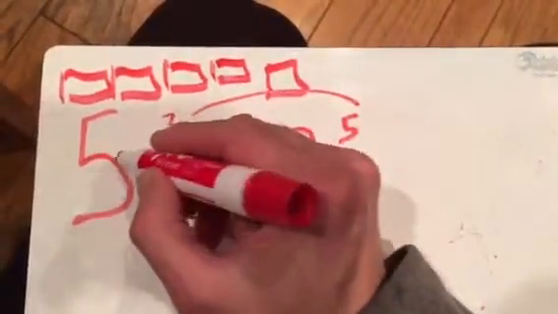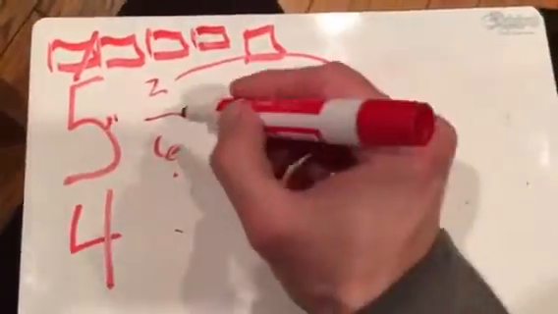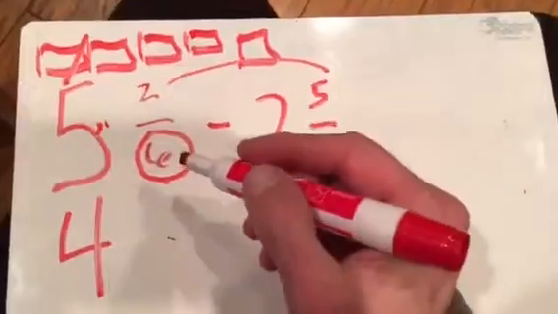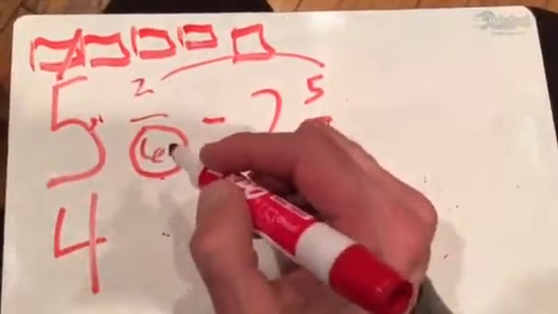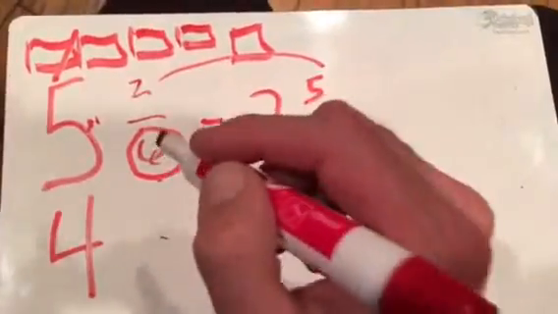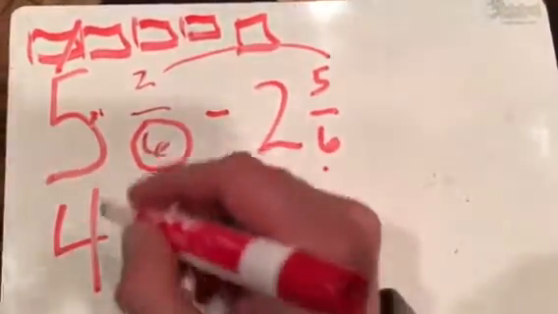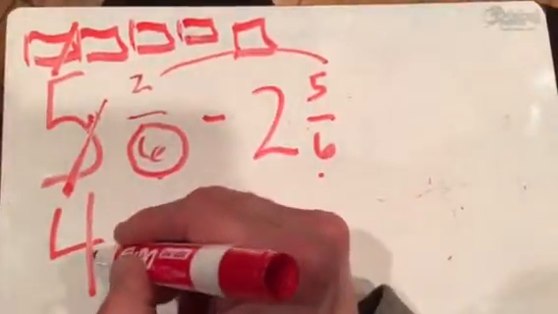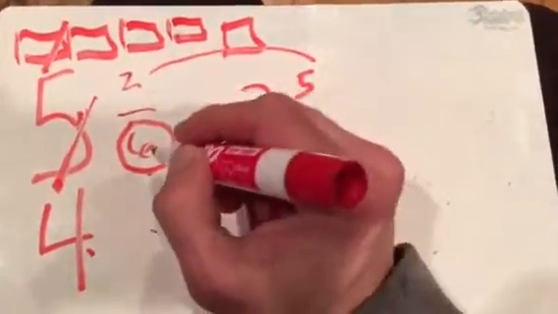And we're going to take one of these 5 and we're going to trade it in for, since there's a 6 on the bottom, however many sixths it takes to equal one whole. And since it's a 6, we know it takes 6 1/6 tiles to equal one whole. So we're going to cash in, trade one whole, so now we have 4 wholes, and we take the one whole, and it is now 6 sixths.